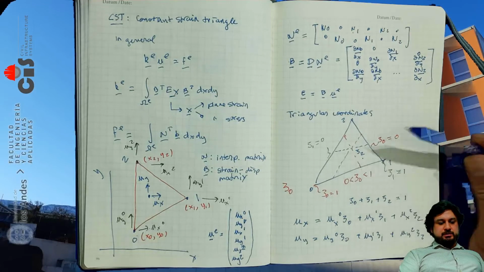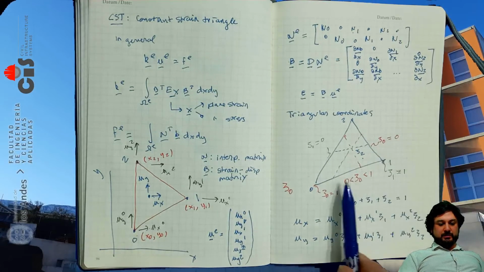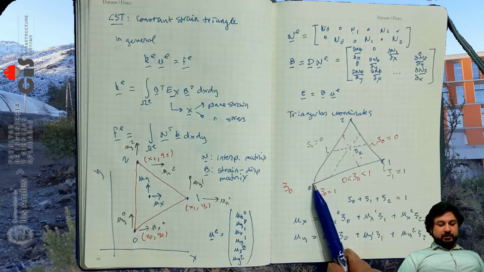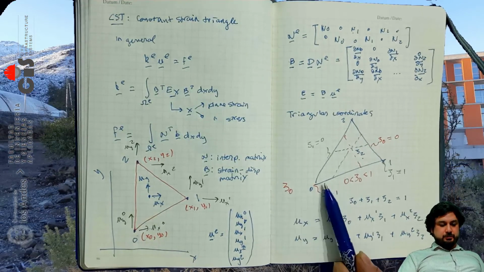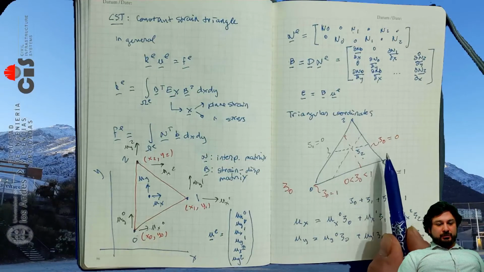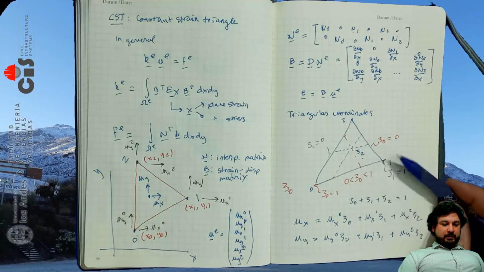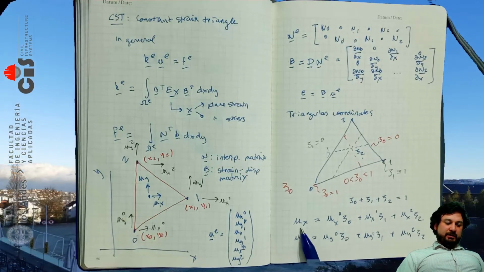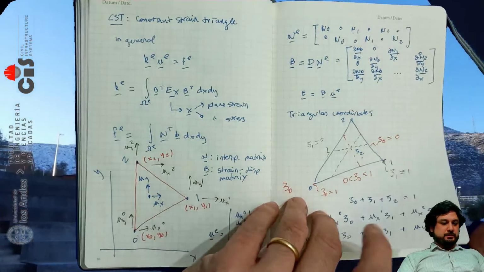If you think about it, these zeta coordinates define planes in 3D space. So if you think about x, y, z, you have a plane that starts at 1 here for zeta 0, and then drops off to 0 over here and over here. So that defines a plane. And the linear combination of these three planes gives us a linear interpolation of the displacement field. So it's a linear interpolation of the x and y displacement field.